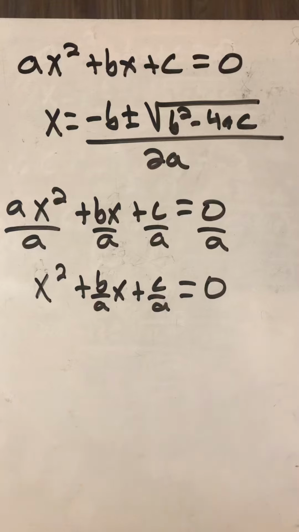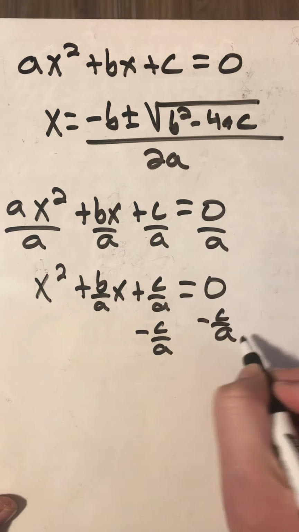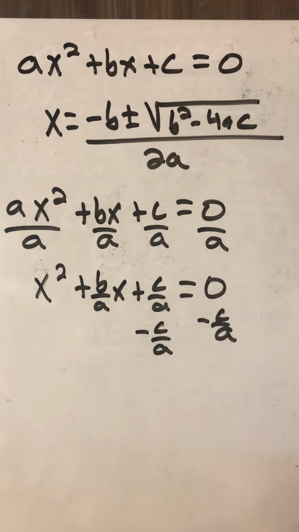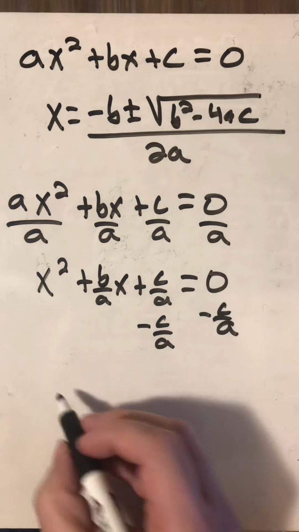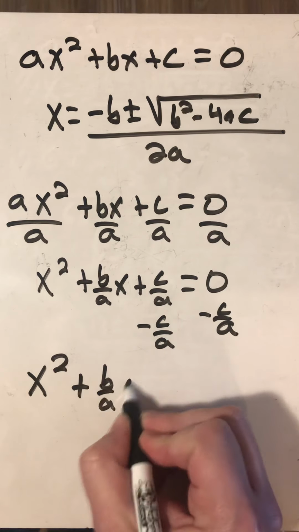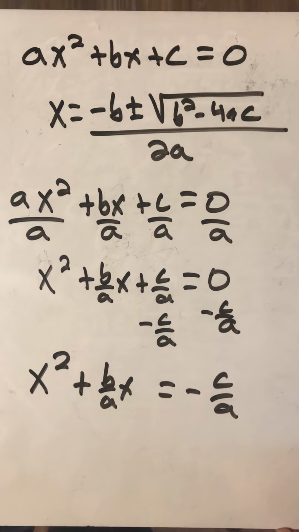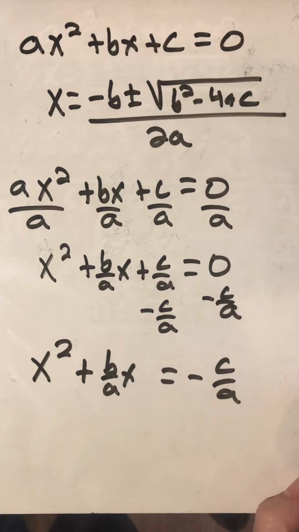All right, so we don't know what numbers these letters represent, so we can't assume that it's a perfect square trinomial. So like we would in any other case where it's not a perfect square trinomial, we're going to go ahead and move this term over to the other side so we can then replace it with the term that completes the square. Okay, guys? So it's going to become x squared plus b over ax equals negative c over a.